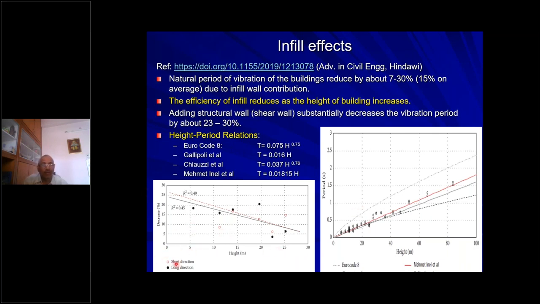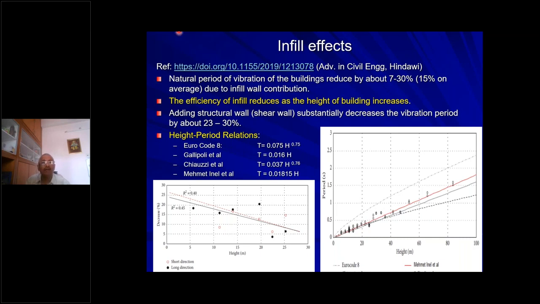As the height of the building increases, there were some studies made in this particular reference. Okay, so it shows that as the height of the building increases, the efficiency of the infill reduces. Then similarly, adding a structural wall substantially decreases the vibration period by about 23 to 30%. These are all the reported results in that particular publication.